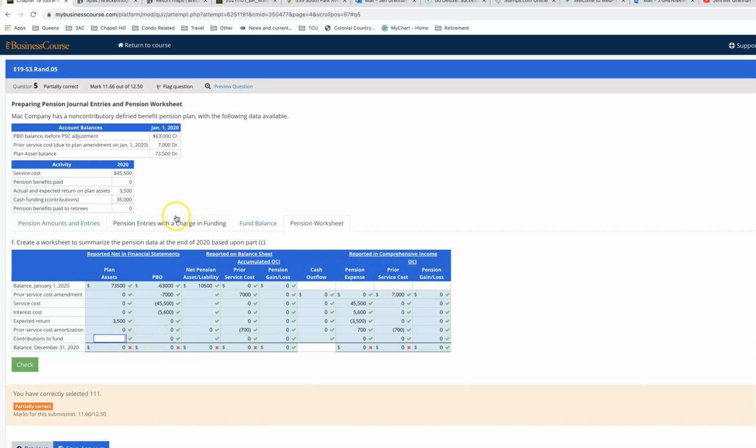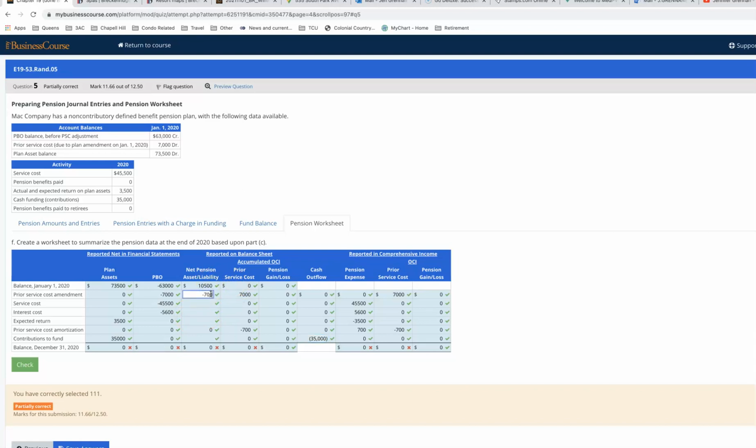And then lastly, I'll contribute more assets in. Told me I was going to contribute $35,000, and then that's a cash outflow. It doesn't impact expense. Remember, when I fund it, it does not impact my expense. So let me do one thing before I do my check button, and that is to calculate the net.